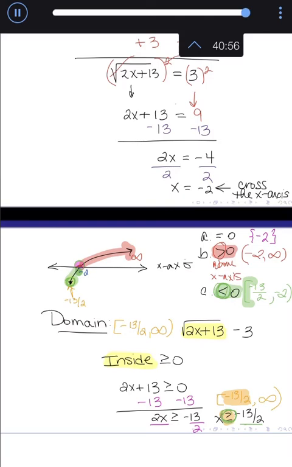So notice we have the answer to A, B, and C, and we were able to do it without the aid of a calculator, but we had to draw a picture, and we had to find where we cross the x-axis, meaning when do I equal 0, and we also had to find the square root's domain, which happens whenever the inside is greater than or equal to 0.